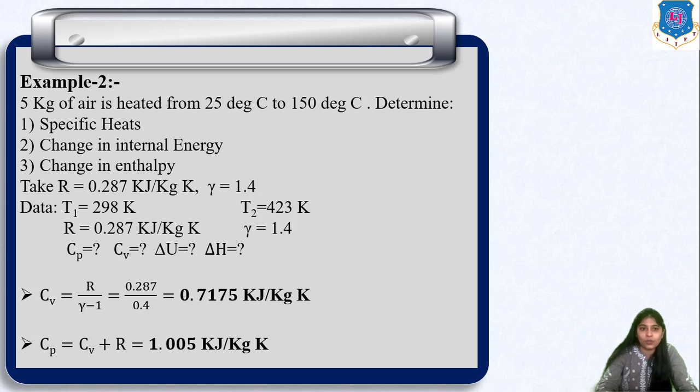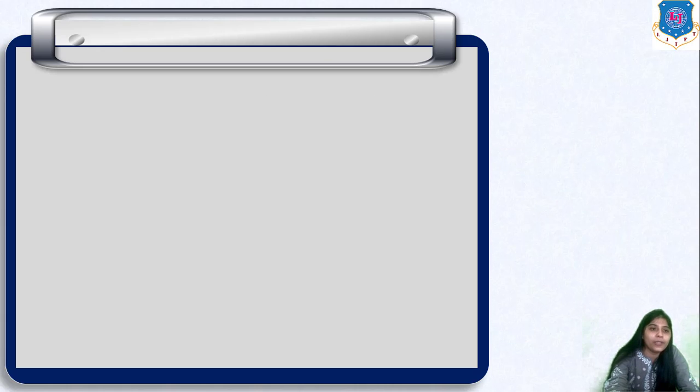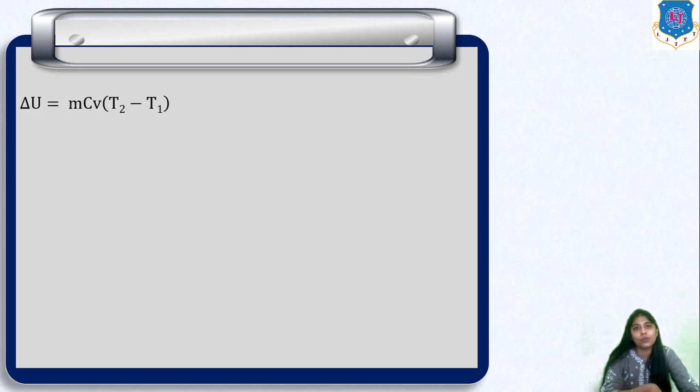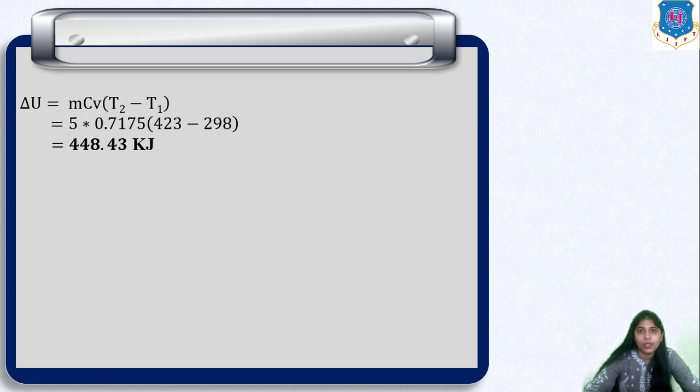Now it is easy to find internal energy because the formula for internal energy is mCv (T2 minus T1). We have the value of Cv, the mass is given in the question itself, and T1, T2 are also mentioned in the question. The only thing is that you have to convert the temperature into Kelvin. Let us substitute all the values used in this expression. Mass is 5, Cv is 0.7175, T2 is 423, T1 is 298.